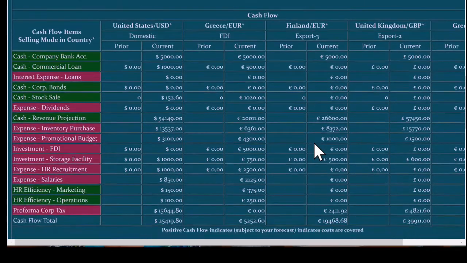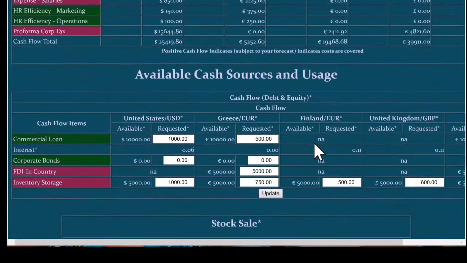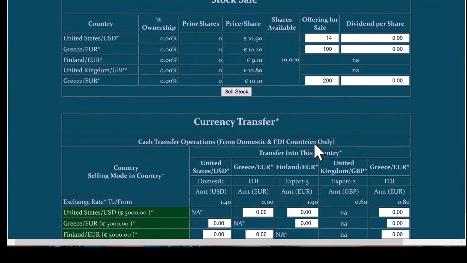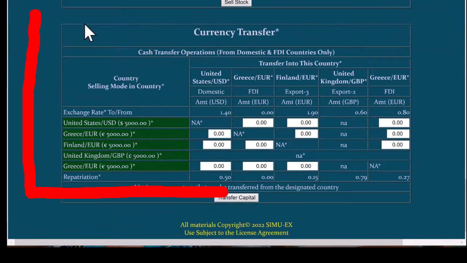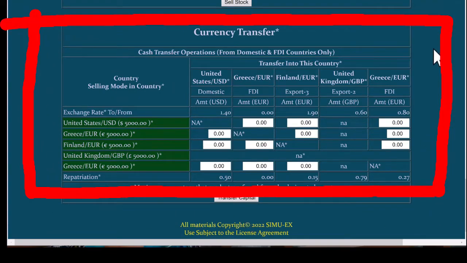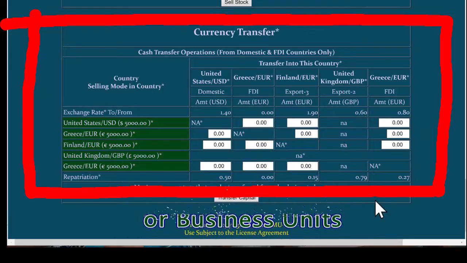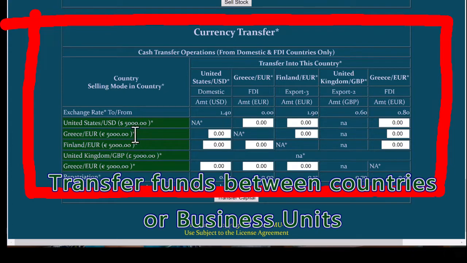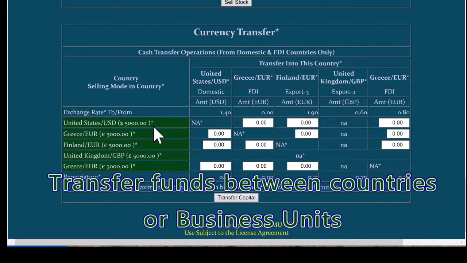The third aspect of the finance manager's area of responsibility is in terms of the transfer of funds between one country and another, between one business unit and another business unit. If you are transferring funds between countries that have the same currency, for example, in this case here, we see that Finland and Greece have the same euro currency. Well, in that case, there is no exchange rate. However, if there is a difference transferring from the United States, for example, to Finland, or the United States to the UK, then an exchange rate will take effect.